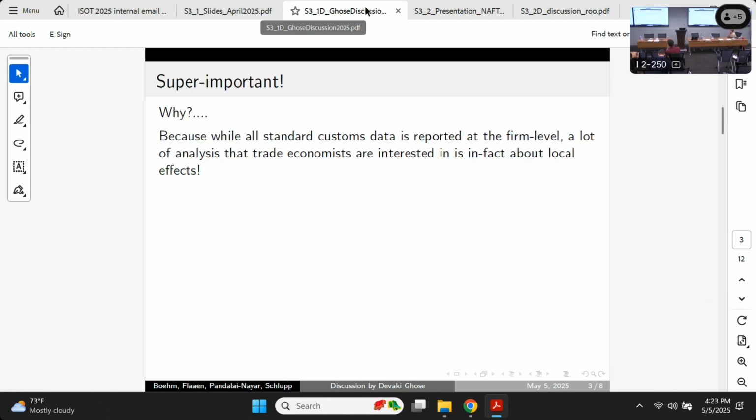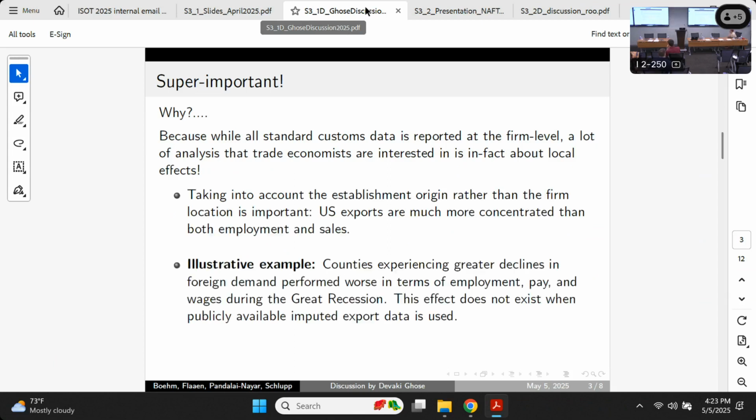And why I think this is super important is because we all work with customs data all the time, and customs data is always at the firm level for most countries, but we are, as trade economists, super interested in local area effects. And to answer anything at the local level, we actually need to think of establishment level. So I think there's this fundamental inconsistency between what we have and what we want to ask. And I think that's where this paper makes a huge contribution, and that's why I think it's super important.